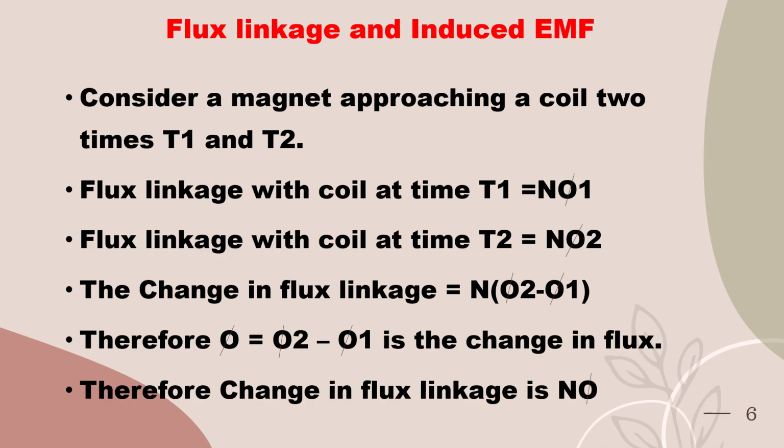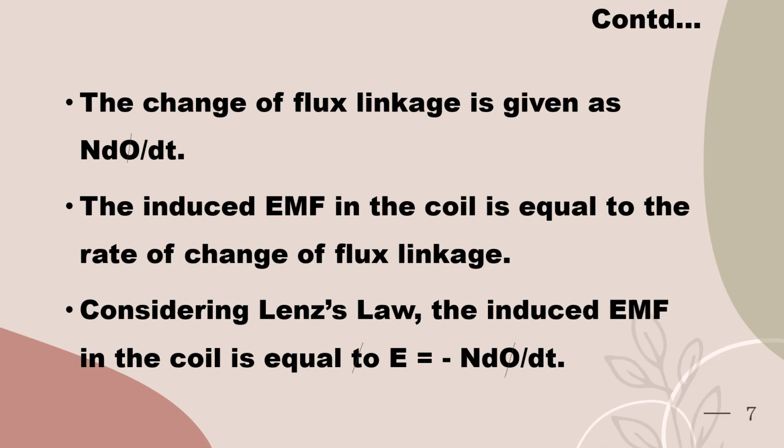Consider a magnet approaching a coil at two times, that is T1 and T2. Therefore, the flux linkage with the coil at T1 is N φ1. The flux linkage with the coil at time T2 is equal to N φ2. The change in flux linkage is equal to N (φ2 minus φ1), where φ2 minus φ1 is the change in flux. Therefore, the change in flux linkage is N φ. The rate of change of flux linkage is given as N dφ by dt.